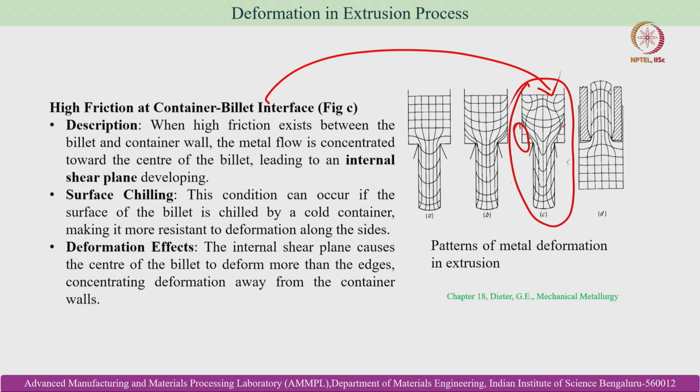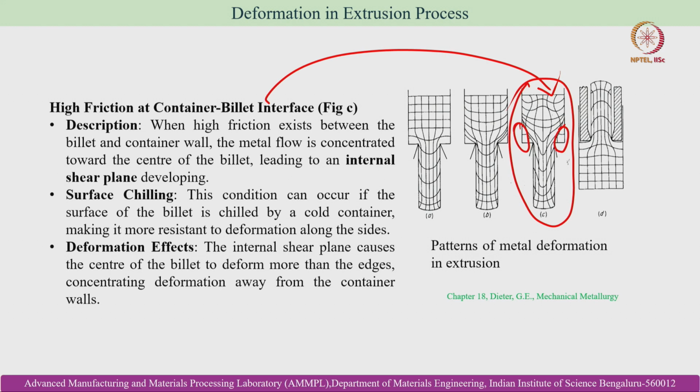In this case you can see that there is a strain gradient formed within the workpiece material, and that leads to inhomogeneous deformation of the workpiece material, leading to the development of the extruded billet. So, when high friction exists between the billet and the container wall, the metal flow is concentrated toward the center of the billet, leading to an internal shear plane developing towards the center of the billet. Then the surface chilling. This condition can occur if the surface of the billet is chilled by a cold container, making it more resistant to deformation along the side.